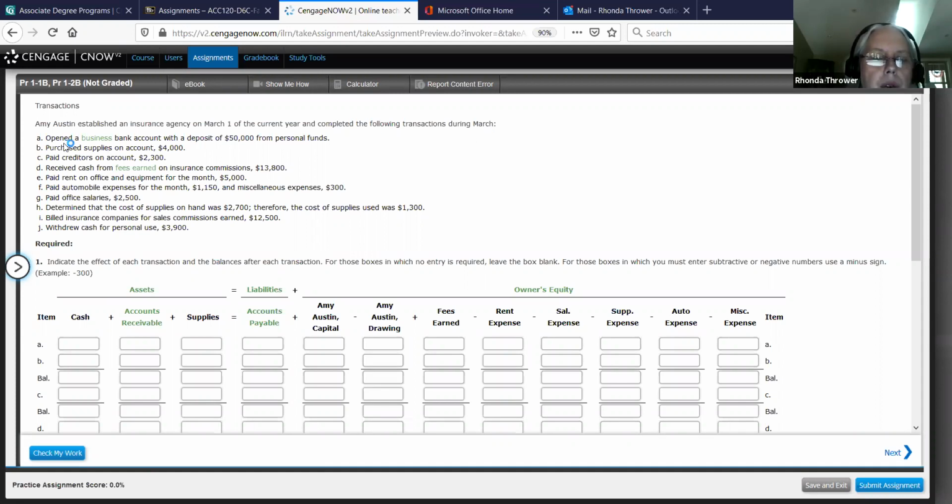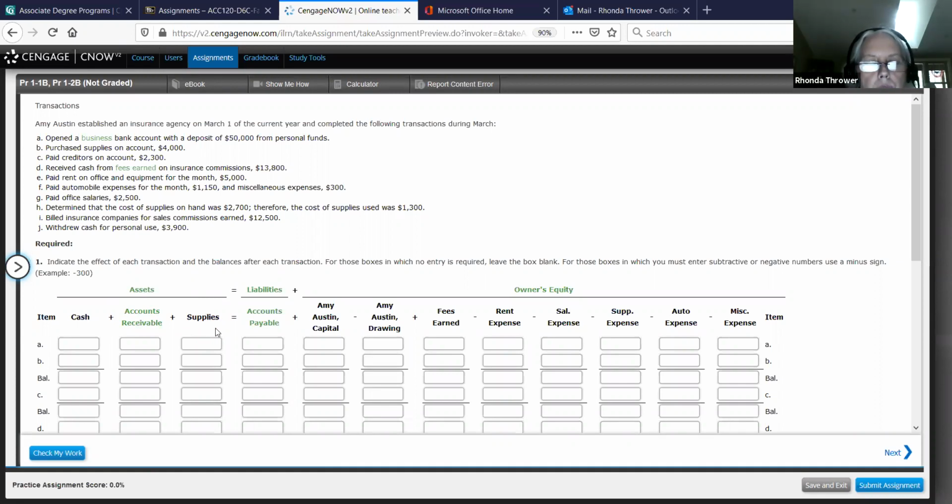In the first transaction, we are going to open a business bank account with a deposit of $50,000 from personal funds. To do that, we're going to put it through the accounting equation. If you can remember from our previous recording, we talked about the elements of the accounting equation being assets, liabilities, and owner's equity. It's important to me that you know the definitions of these elements of the accounting equation and also know some examples of assets. Examples of assets are cash, accounts receivable, and supplies.